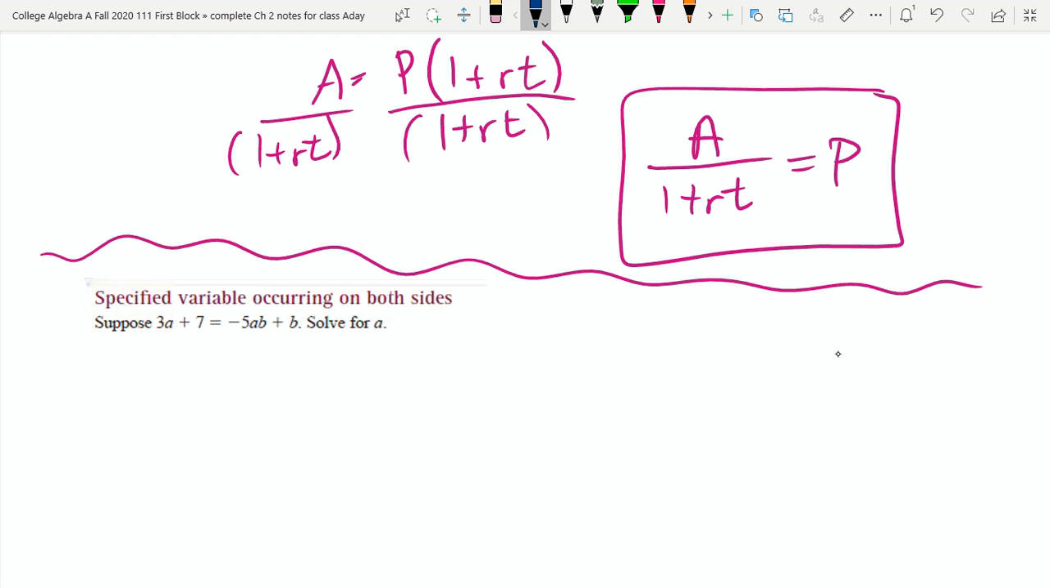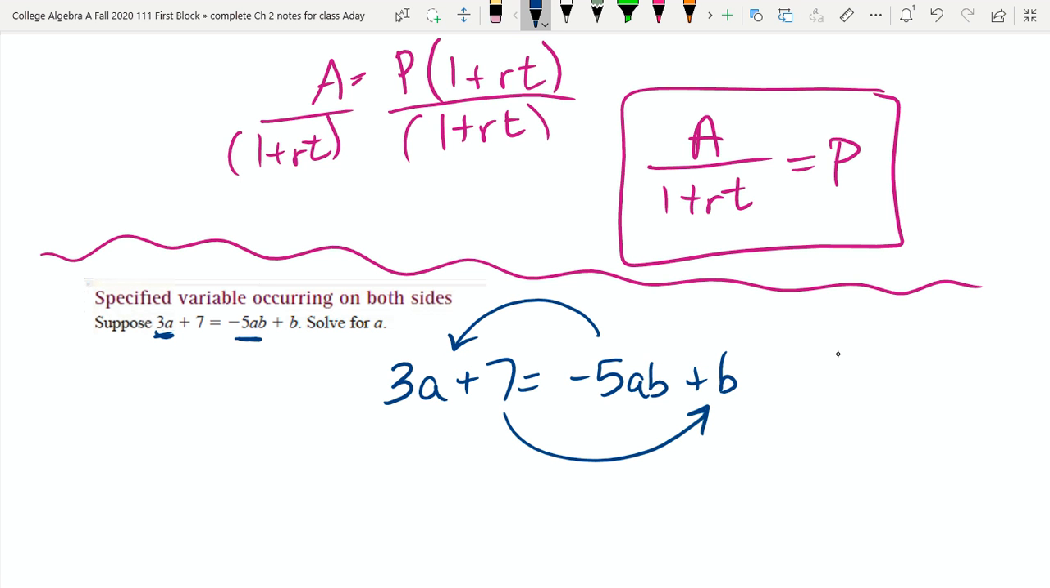So we need A, which means I have an A here, I have an A here, and that's it. So I need to get the A's on one side. So I'm going to rewrite this problem. 3A plus 7 equals negative 5AB plus B. I need to solve for A, so I'm going to move this over here, and I'm going to move this 7 over here. So that means I get 3A plus 5AB equals B minus 7. So if it's plus 7 on the left, move it over, it becomes minus. And the negative 5AB, I'm going to add that to both sides. So think of I'm just doing the opposite on the other side.